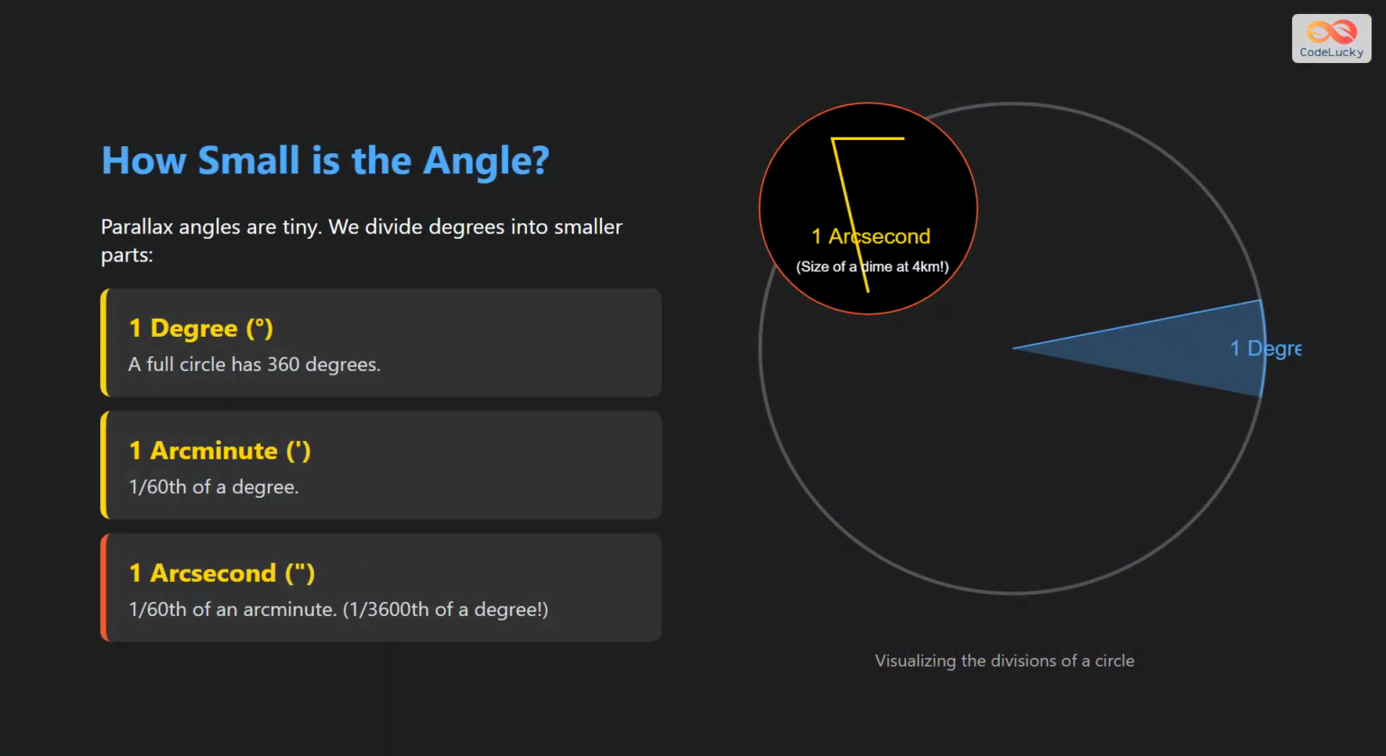You might be wondering, what is an arcsecond? A circle has 360 degrees. If you take just 1 degree and slice it into 60 pieces, you get an arcminute. Slice one of those minutes into 60 more pieces, and you get an arcsecond. It is a microscopic angle. It is roughly the width of a dime seen from 4 kilometers away.